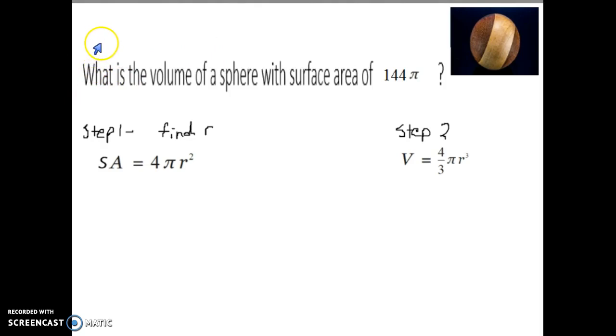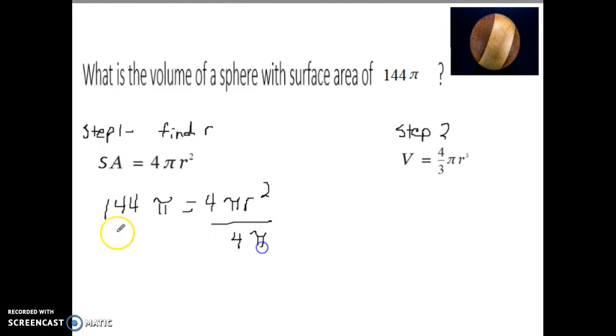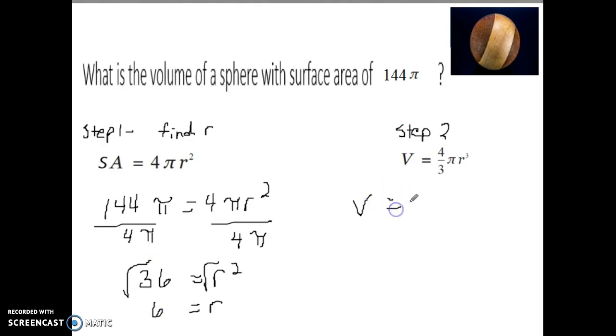And the last question we've got, what is the volume of a sphere with surface area of 144 pi? The first step is to find our radius. So we're going to put 144 pi is equal to 4 pi r squared. If we're going to divide both sides by 4 pi, and so our radius squared is going to equal 144 divided by 4 is going to give us 36. And so our radius is equal, take the square root of both sides, 6. And now we can find the volume.